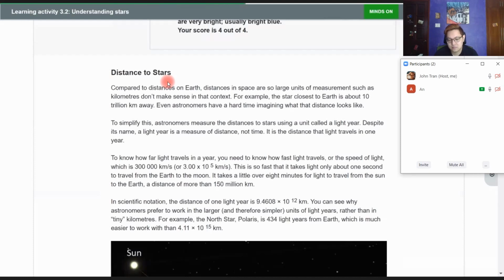the speed of light, which is 300,000 kilometers per second, or 3 times 10 to the power 5 kilometers per second.